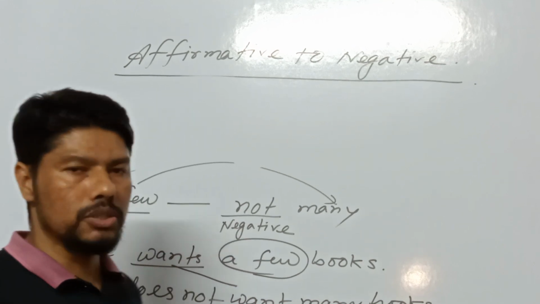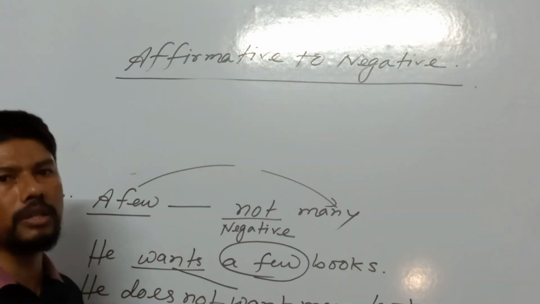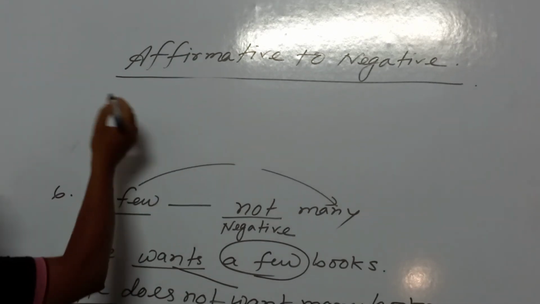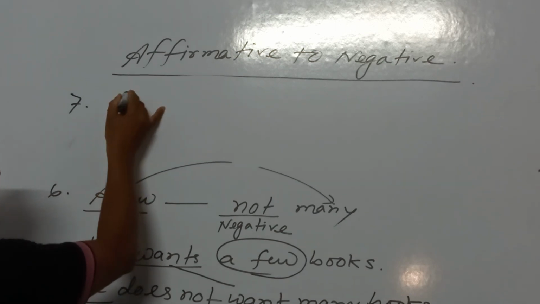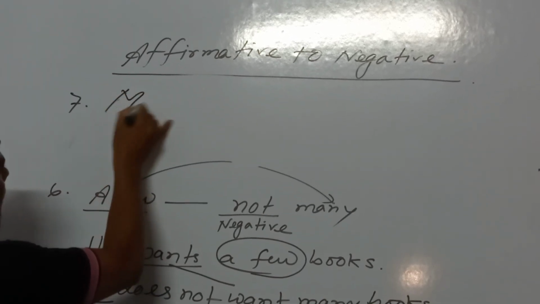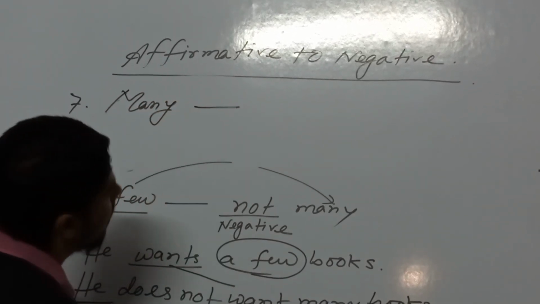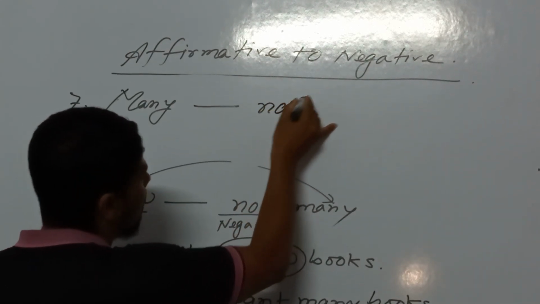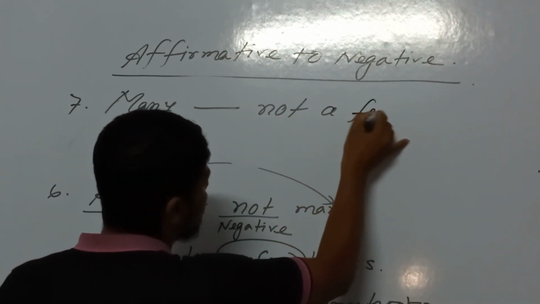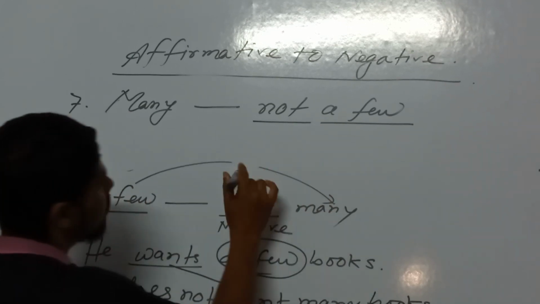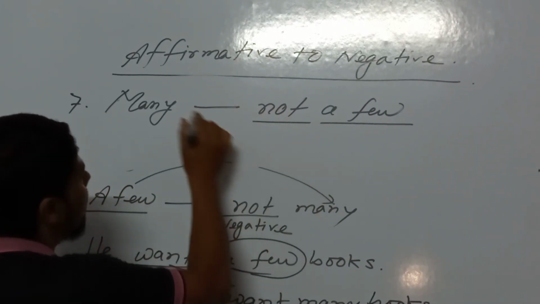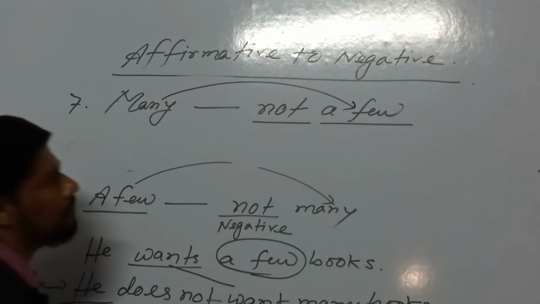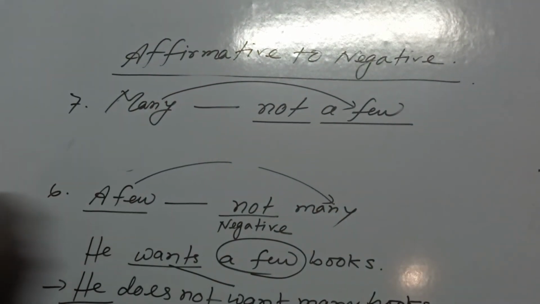So dear learners, now we will go for another rule, rule 7. So if you find "many" in the affirmative sentence, we have to write it "not a few" in the negative. That is, we have to make the sentence negative, and after that instead of "many" we have to write "a few," then it will be negative.